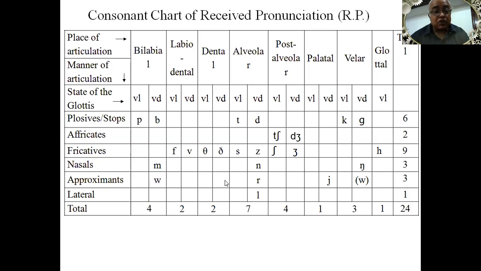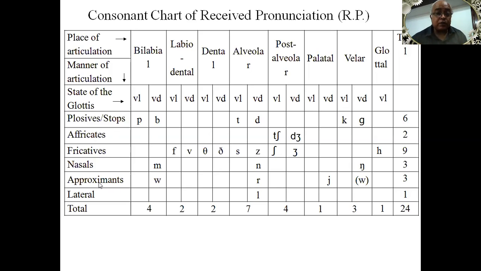In some languages, there are nasalized sounds. In French or even some Indian languages, there are nasalized sounds which are not there in RP. That means both the oral cavity and the nasal cavity are open. In English, that's not the case.